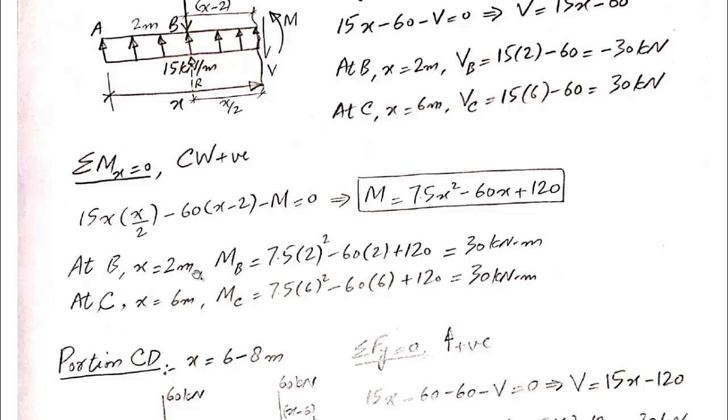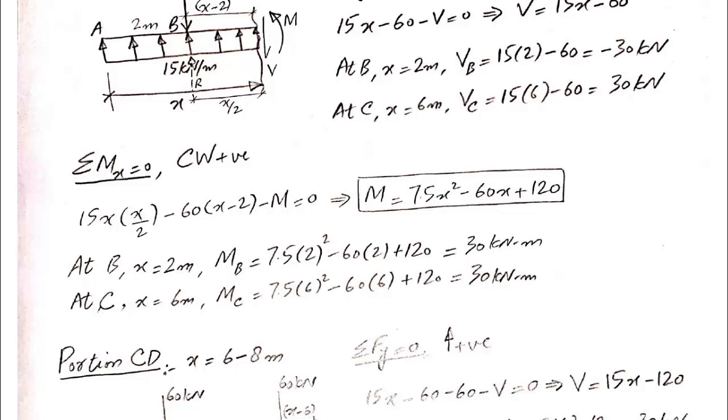At B, x is equal to 2 meters. So MB, when we put x equal to 2 meters in this equation, turns out to be 30 kilonewton meter, and this is positive. For point C, x is equal to 6 meters, MC is equal to 7.5 into 6 square minus 60 into 6 plus 120, and we get 30 kilonewton meter. Now in this case we are getting the same value of bending moment for both the points.